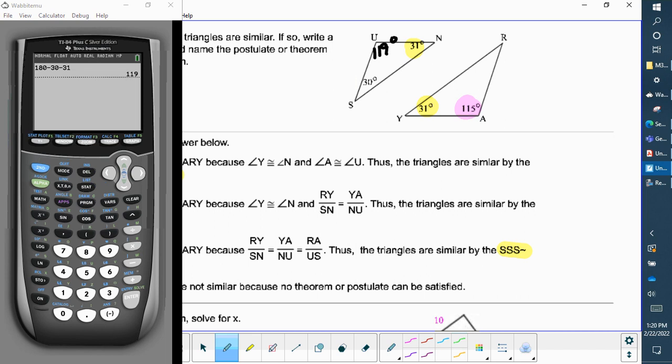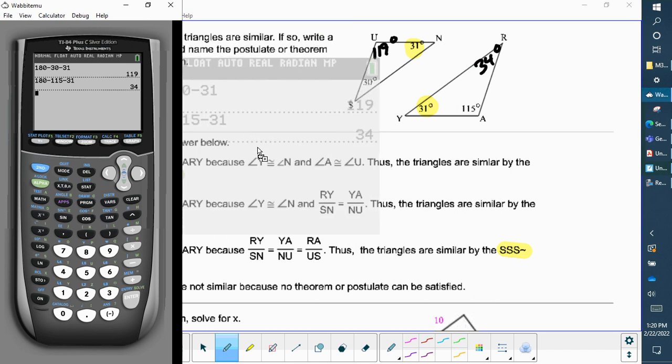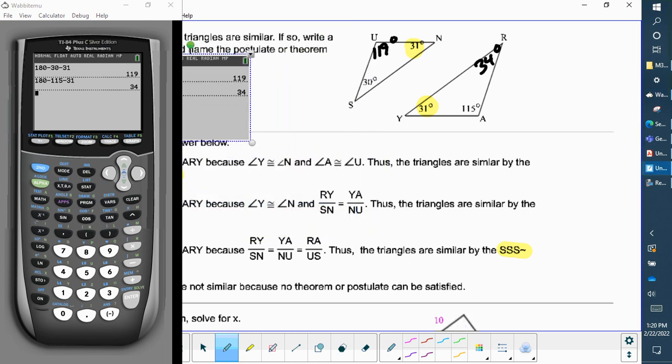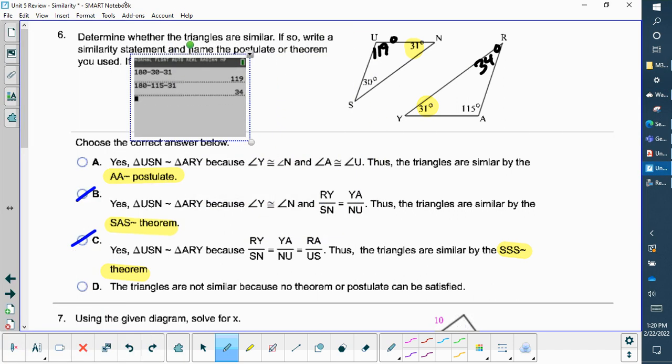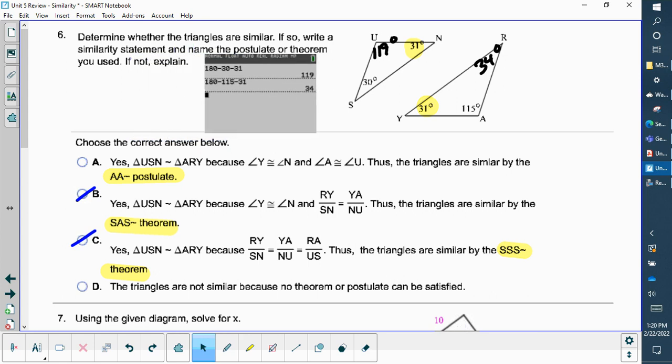And obviously the other one's not going to work either. 180 minus 115 minus 31 is 34. 34 degrees. Okay, so these triangles are not similar because they have to have at least two matching angles.